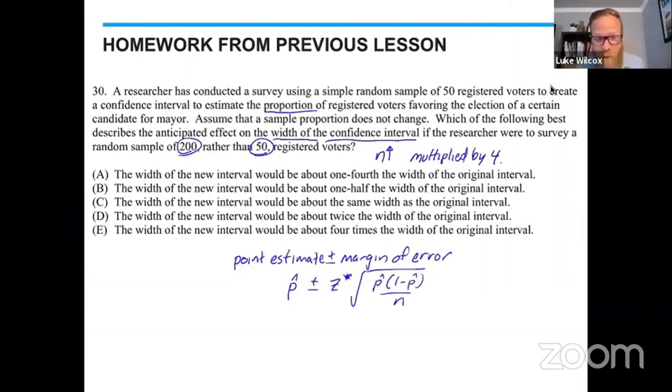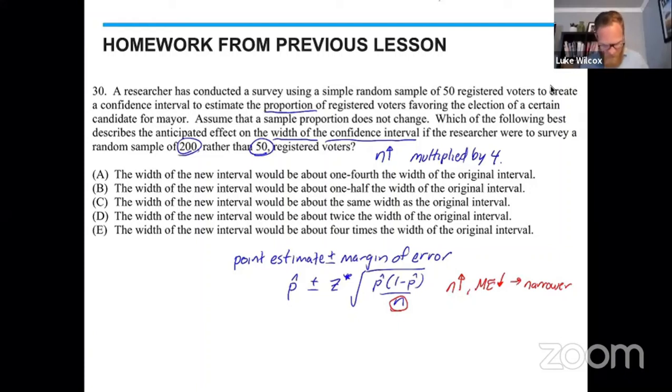And so let's think about what happens as this sample size increases, right? So if we have n increasing, n is going up. Well, you'll notice that n is in the denominator of that formula. And if the denominator is getting bigger, that means that the whole thing is going to be getting smaller. So that means that the margin of error is going to get smaller. And if the margin of error gets smaller, you're going to have a narrower confidence interval. So we know right away that this confidence interval is going to be narrower rather than wider.